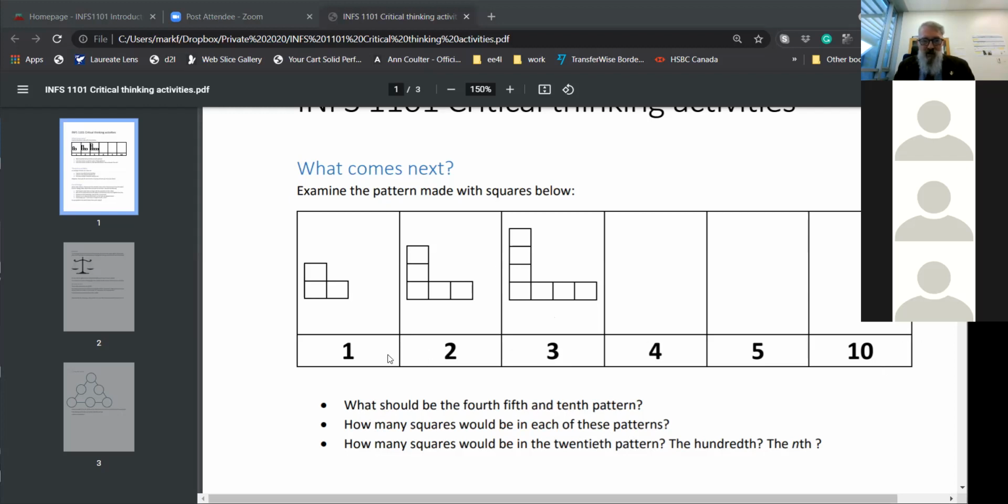So if we said that the number along the bottom there is n, then this is where n is 1, this is where n is 2, n is 3, n is 4, n is 5. All right. So now we're going to look at the total number of squares. In number 1, the total number of squares is 3. So how would that relate to n? Where n is 1, the total number of squares is equal to... it's n plus 2, isn't it? Right. So if n is 1, then the total number of squares is n plus 2.